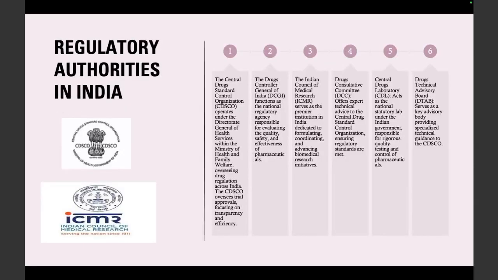So move to the next slide, that is regulatory authorities in India. In India, the first regulatory authority is the CDSCO, the Central Drug Standard Control Organization. It is the apex body under the Ministry of Health and Family Welfare. Second is DCGI, Drug Controller General of India. It heads the CDSCO and is responsible for clinical trial approvals, overseeing new drug applications, and monitoring safety or ethics committees, and also plays an important role in ensuring studies in India follow ethical and scientific standards.